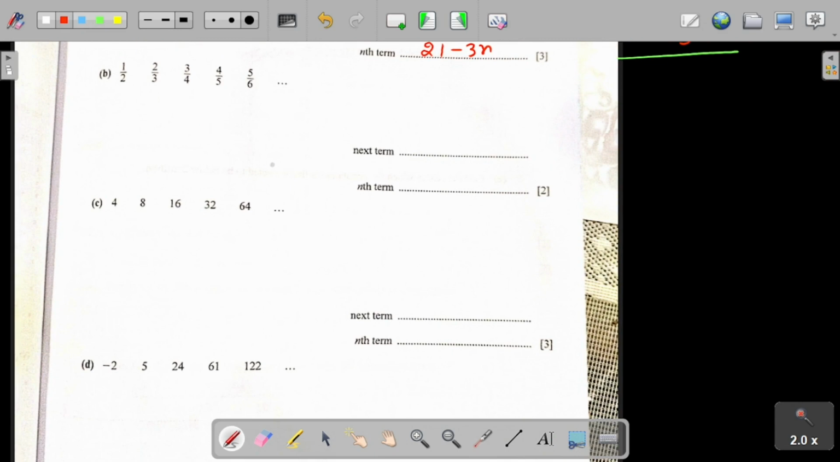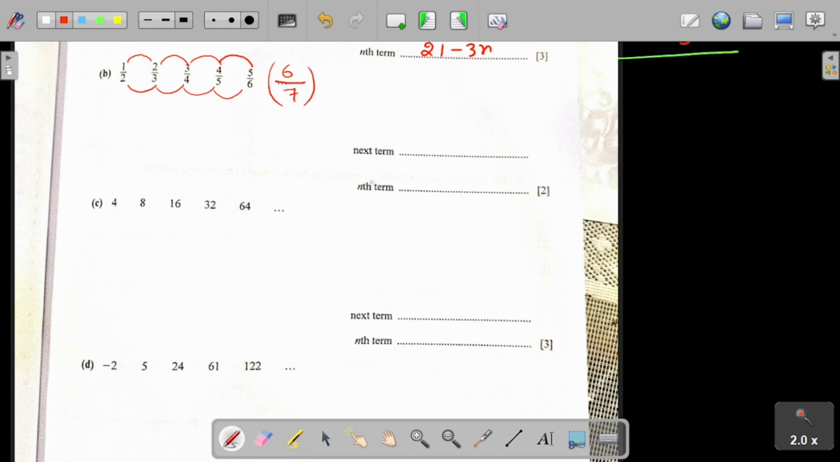First, try to see what is going on. It's not an arithmetic sequence, and it's not a geometric sequence. I can see that the numerator is increasing by 1, plus 1, plus 1. So the next term should have 6 upon, in the denominator also plus 1, plus 1, plus 1, so it is going to be 6 upon 7.